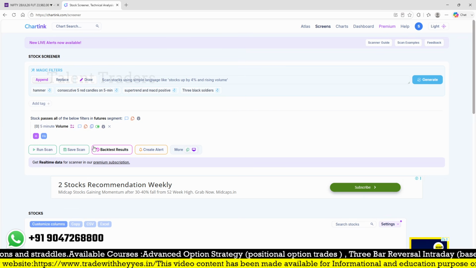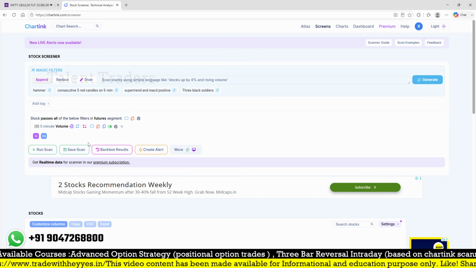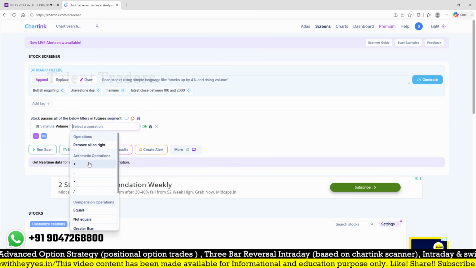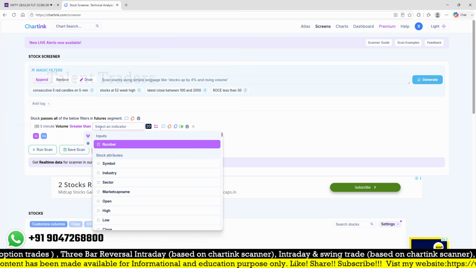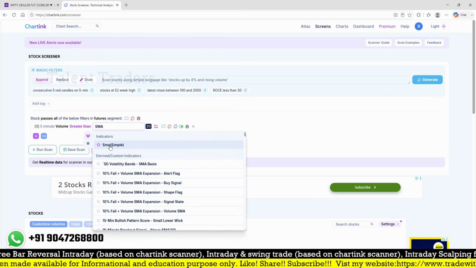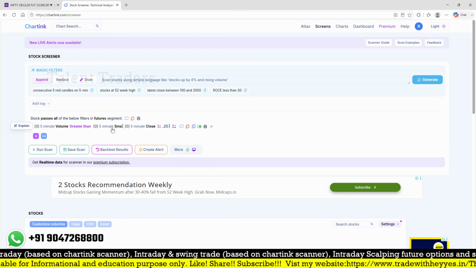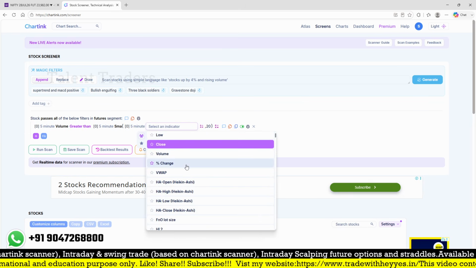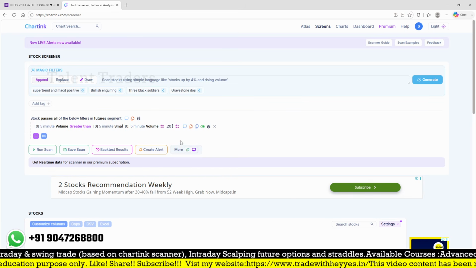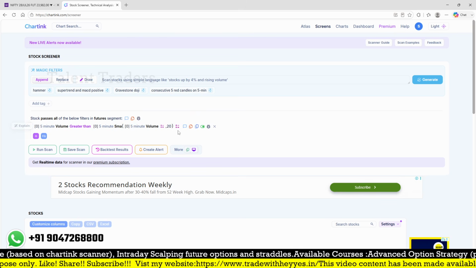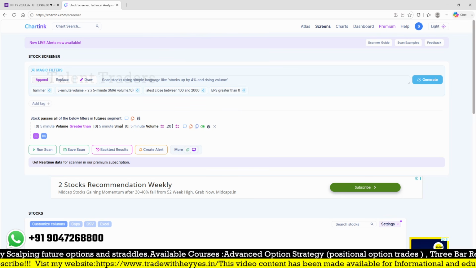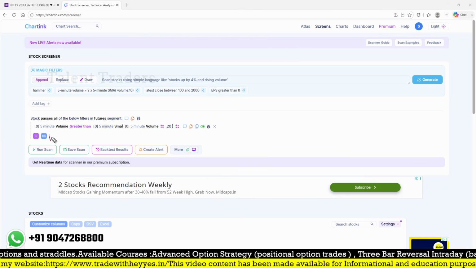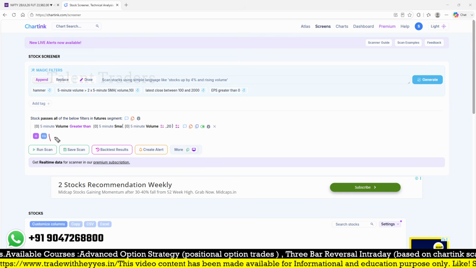So the 5-minute volume must be greater than the simple 5-minute SMA. Here it's not about the close, it should be the volume. We used 20 candles, and 5 times. So, for example, let us assume we are looking for 5 times the average.